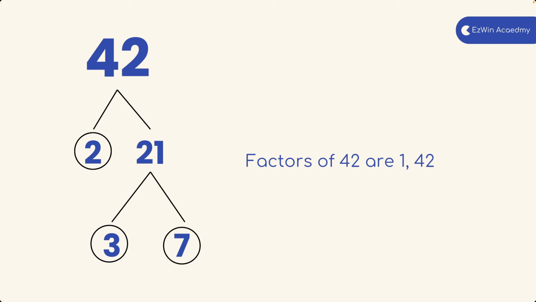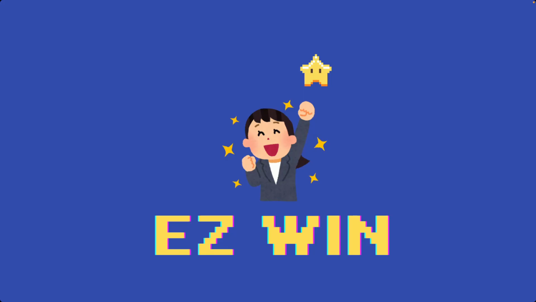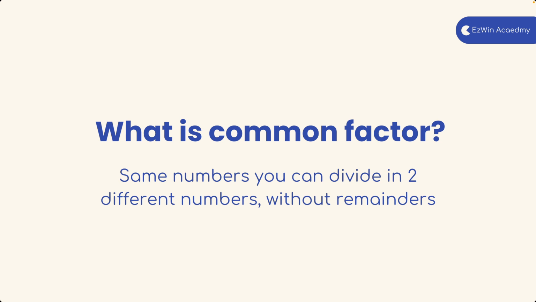Now with 7, that's about it for the factors, right? Can 7 be divided by 2? Nope, it gives us a remainder. Can 7 be divided by 3? It gives us a remainder. So 7 can only be divided by itself. That means the factors of 42 are 1, 42, 2, 21, 3, and 7. And that's an easy win right there. So now you know what a factor is.